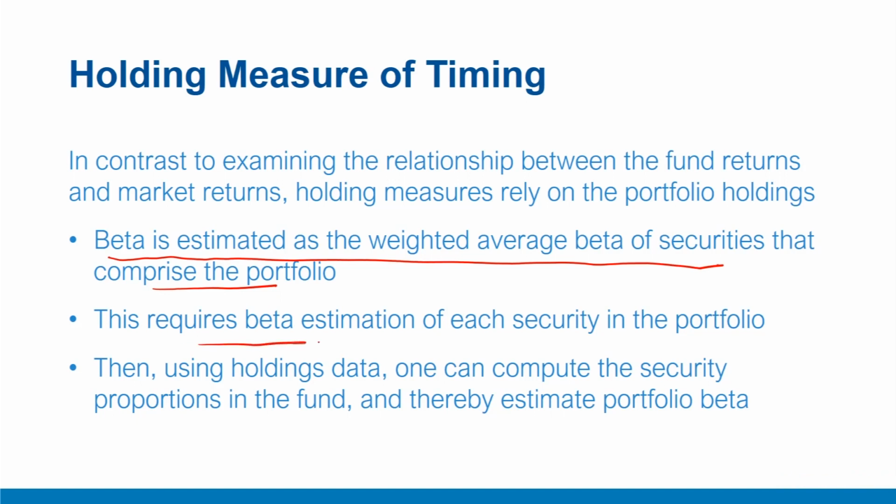This requires estimation of beta for each security individually that is part of the portfolio. And once we have the beta of each security, using the holdings data, we can compute the beta of the portfolio by using security proportions and individual security beta. So thus we estimate the portfolio betas. This method is in contrast to estimating beta directly by the relationship between portfolio movement and market movement.